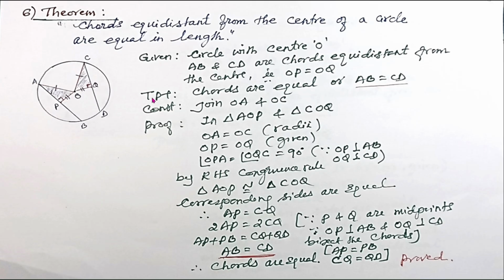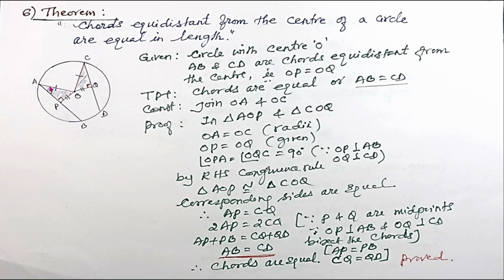Given a circle with center O, AB and CD are two chords and they are equidistant from the center. That means OP is equal to OQ. Now we have to prove that chord AB and chord CD are equal. Now join OA and OC.